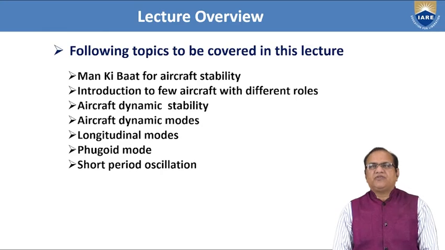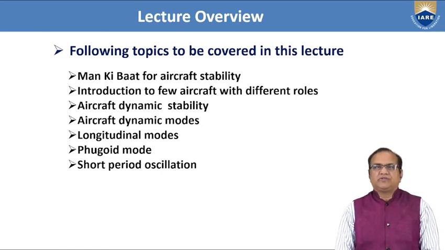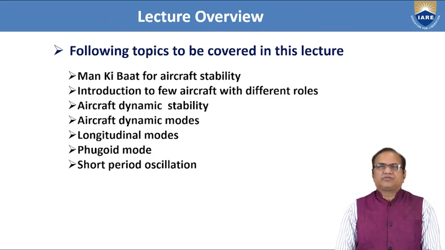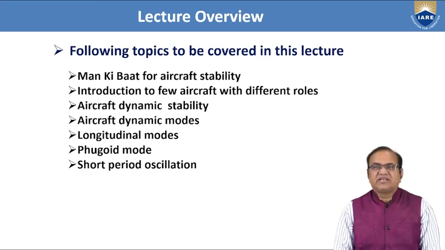Then, an introduction to a few aircraft with different roles, aircraft dynamic stability, and aircraft dynamic modes. Longitudinal modes: in this, we have the phugoid mode and the short period oscillation. Also, we have the lateral and directional modes. In that, I am going to cover roll, Dutch roll and spiral divergence. These are not mentioned here, but I will be covering those lateral and directional modes also.